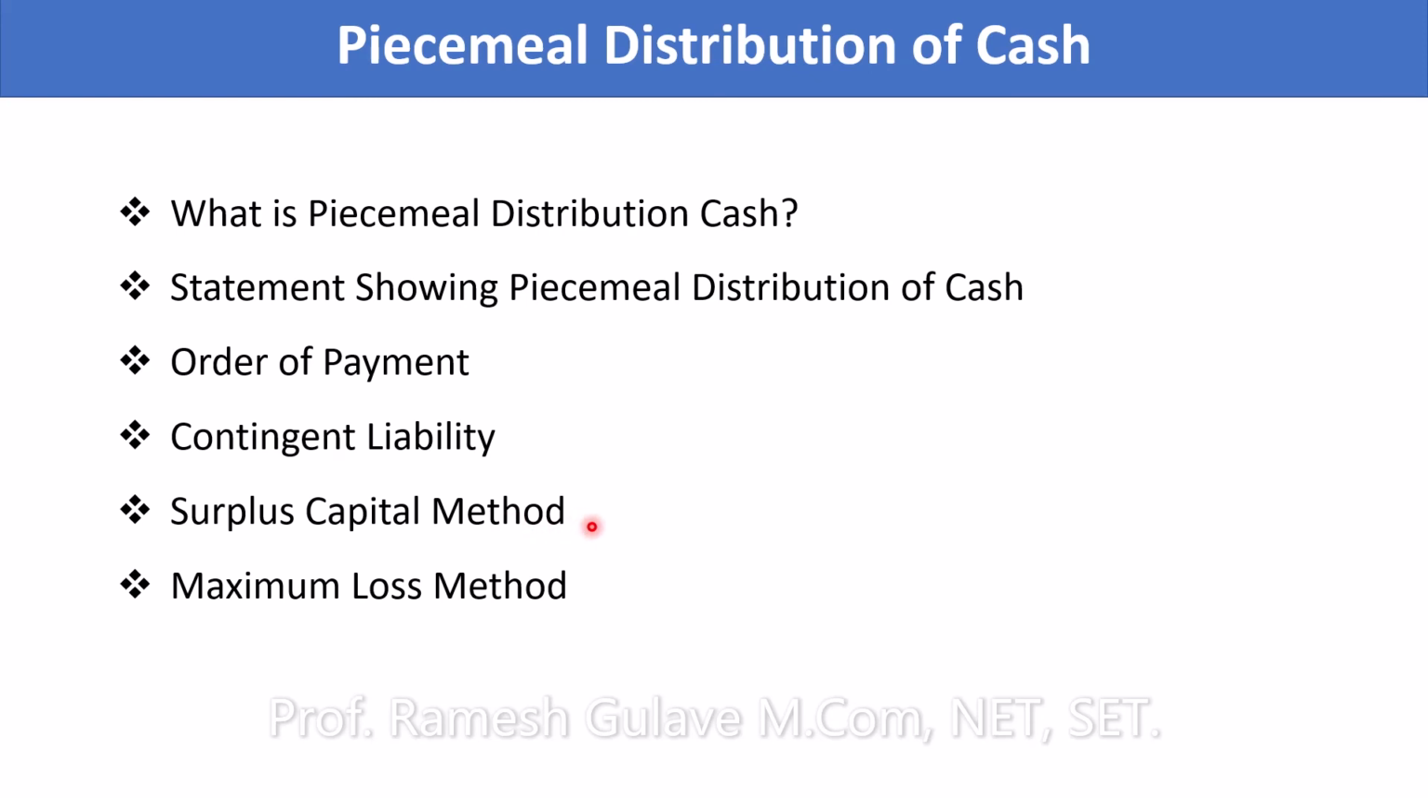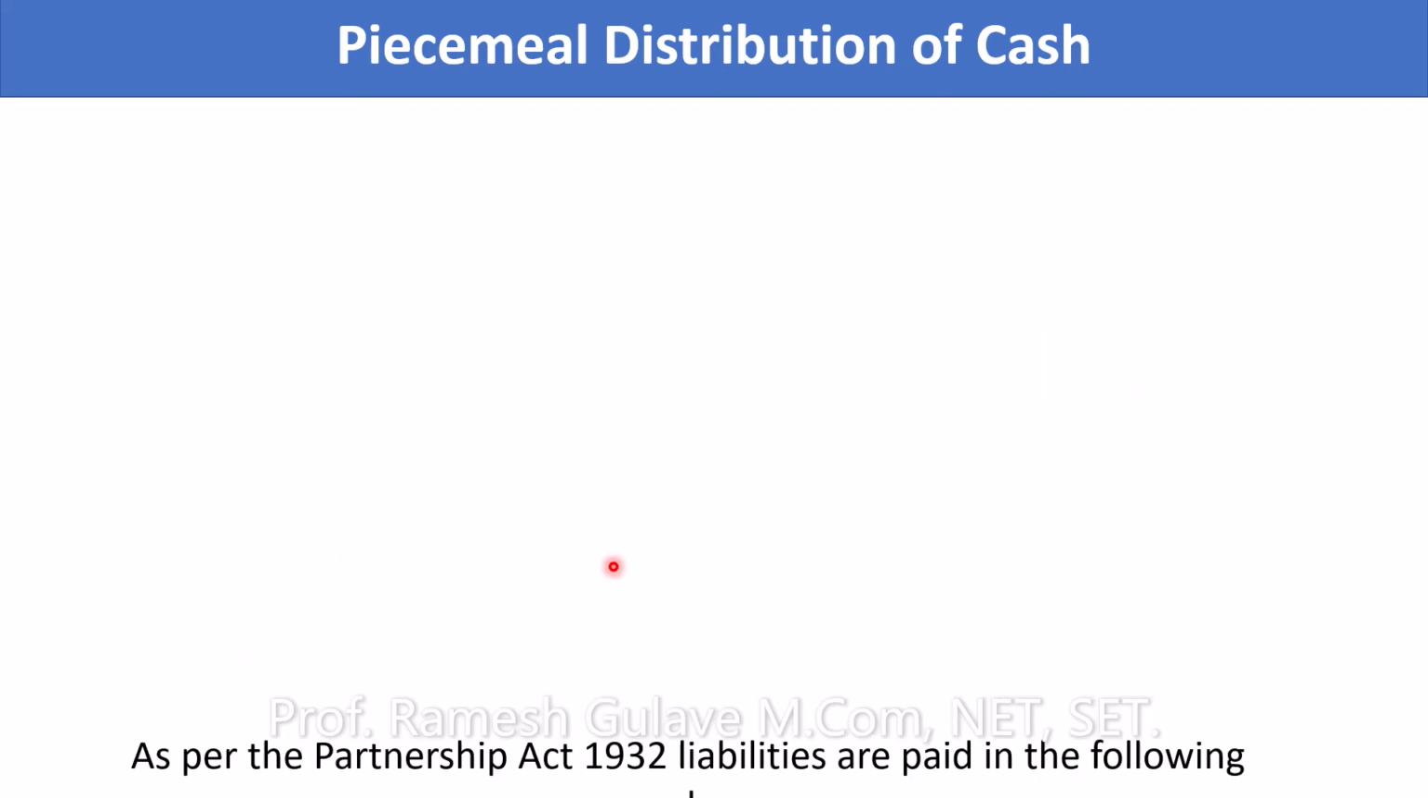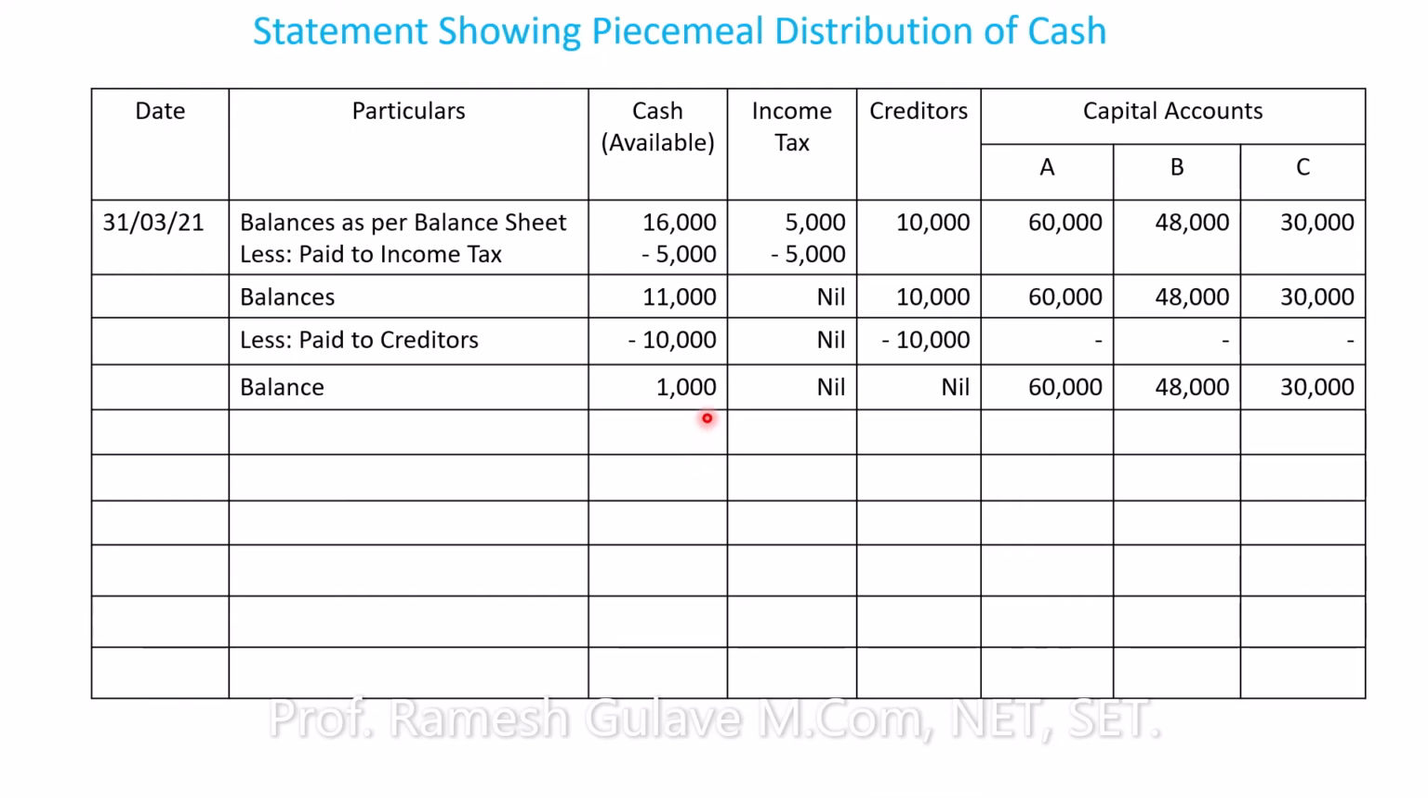These methods, that is the surplus capital method and the maximum loss method, have nothing to do with the payment of third party liability or outside liability. They are only useful to make payment to the partners' capital. So here we are at this point where we have 1,000 rupees as cash, and we have to pay the capital balances. We have to distribute this amount amongst the partners.